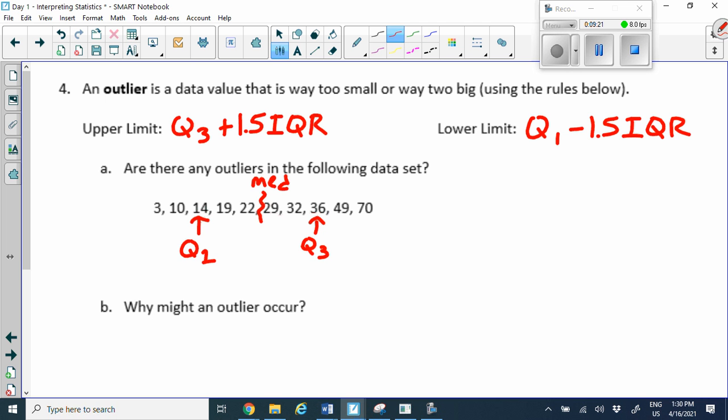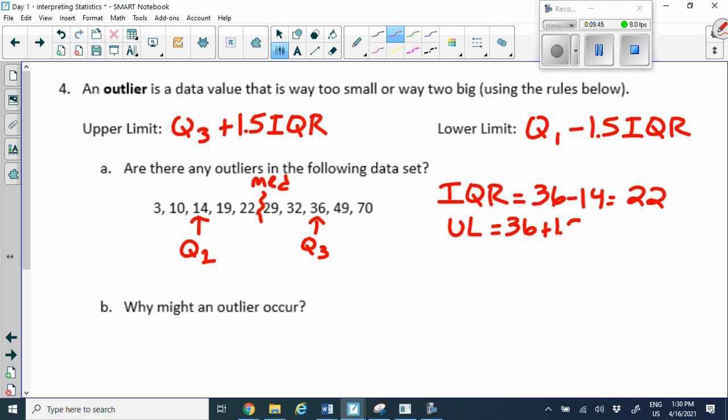Okay, so let's figure out our upper and lower limits, and we do need to figure out our IQR. So remember IQR, we do that by taking our Q3 minus our Q1. So we have 36 minus 14, and we do that, we get 22, okay? Okay, so now upper limit, we do 36, because that's our Q3, plus 1.5 times 22. You can plug that into your calculator, you get 69. Lower limit. So we take our Q1, which is 14, minus 1.5 times 22, and that gives us negative 19.